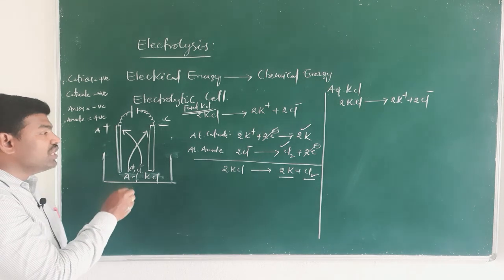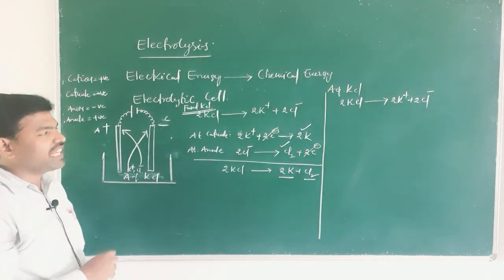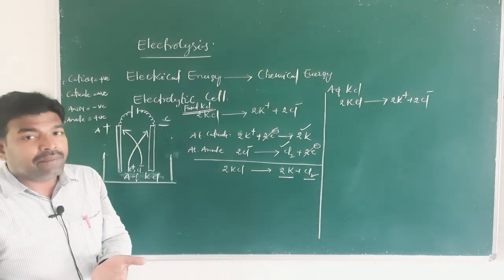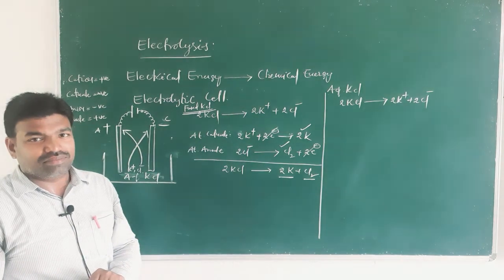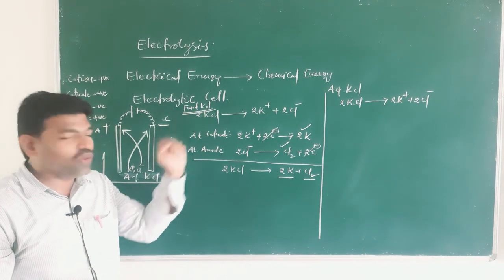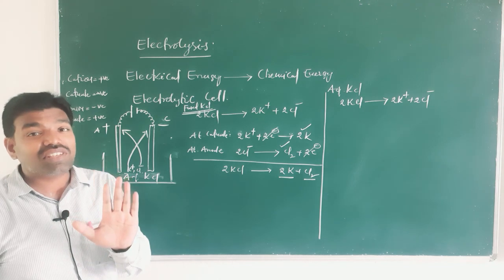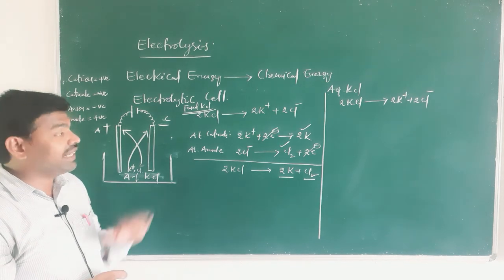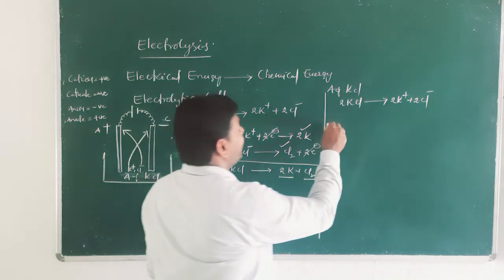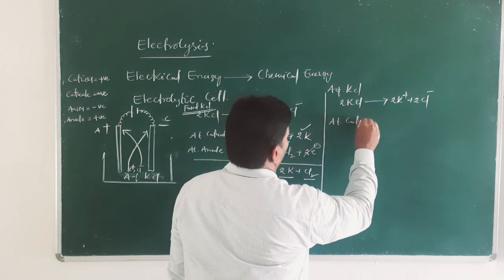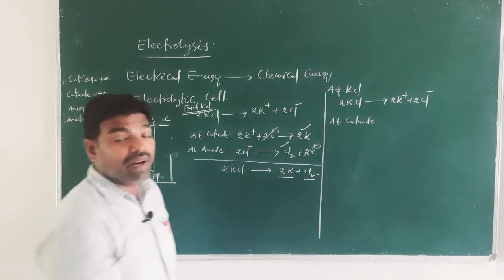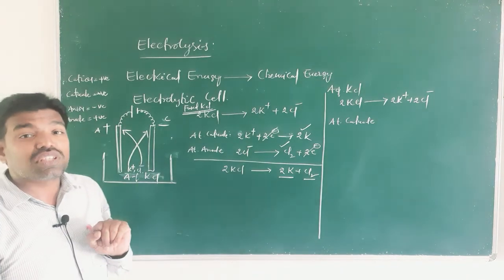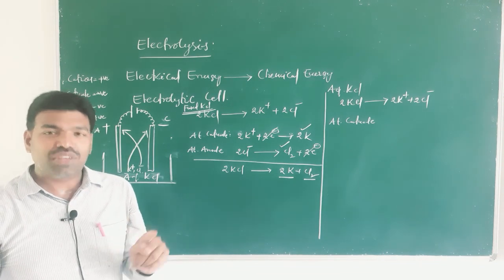Actually, in the electrolysis of aqueous KCl also, we are expecting potassium to undergo reduction at cathode, as in the fused KCl electrolysis. But in the electrolysis of aqueous KCl, a different reaction takes place at cathode. At cathode, of course, always reduction takes place, but instead of K plus ions to reduce, water molecules undergo reduction. I shall give you the reason.